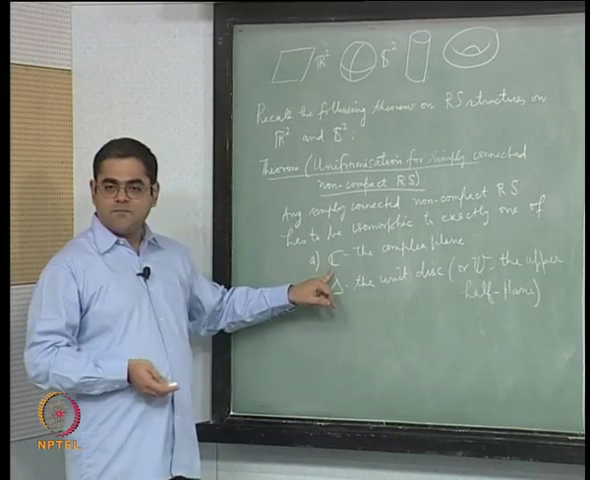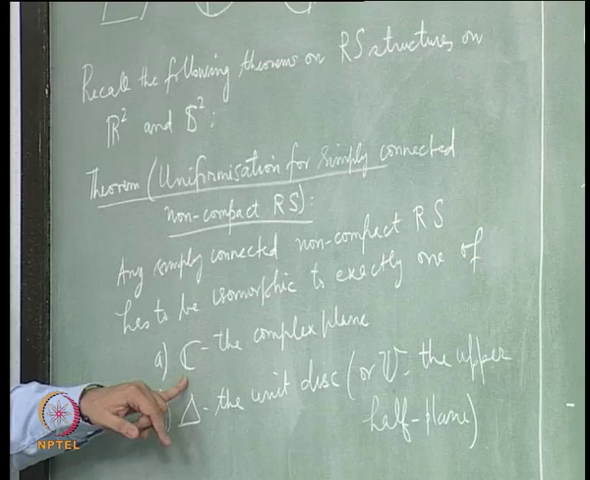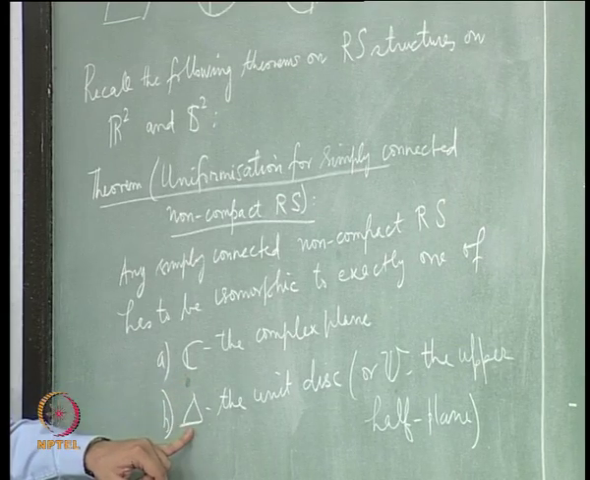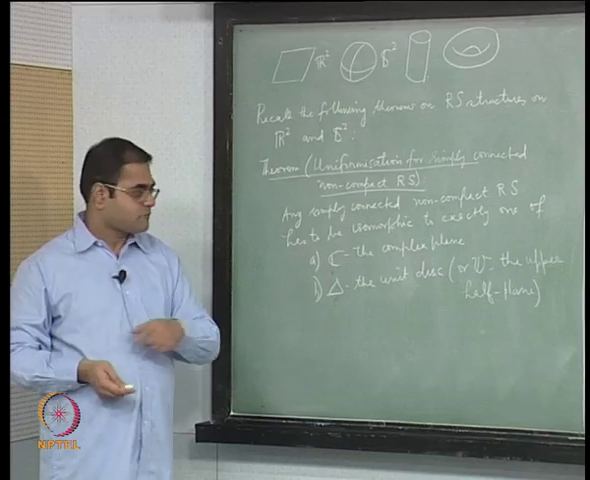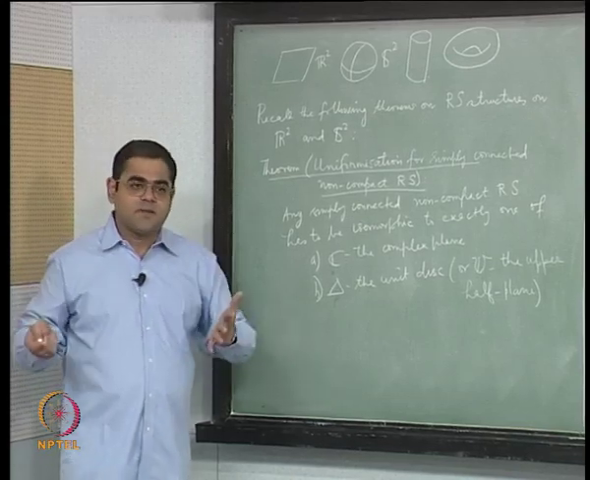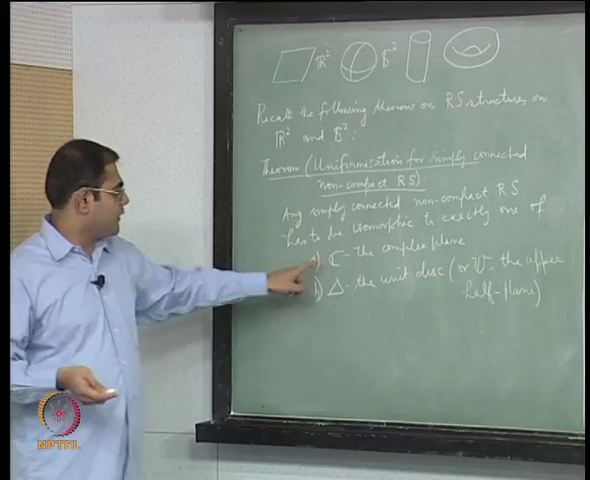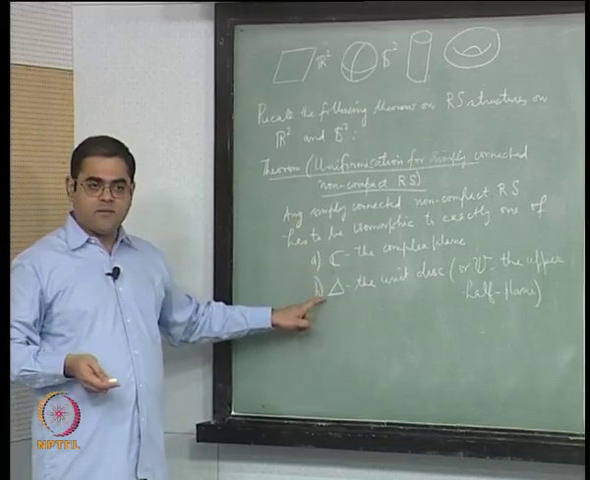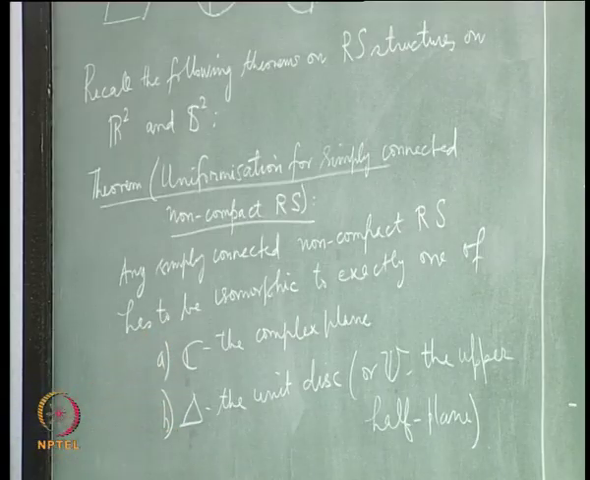One isomorphic to C, which is given by the natural identification. The other one is isomorphic to delta, and that was example 2 of the previous lecture. And the Riemann mapping theorem ensures that these two are not isomorphic. These two are not equivalent, they are not biholomorphic.